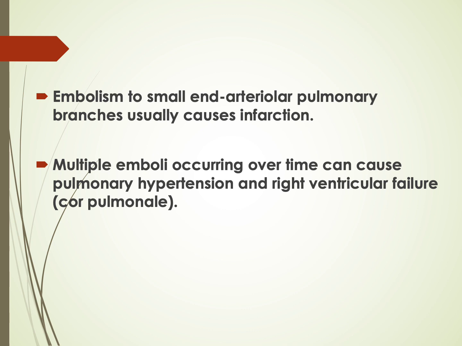Embolism to small end arteriolar pulmonary branches usually causes infarction. Why? Because this tissue has limited blood supply. So the more distally located the embolus, the less blood supply, and so the more risk for infarction. So usually infarcts happen at the periphery of the lung. Multiple emboli over time may result in pulmonary hypertension and right ventricular or right-sided heart failure, which we call cor pulmonale.